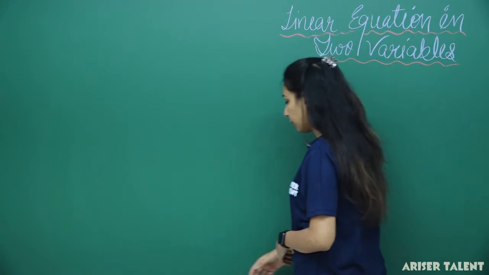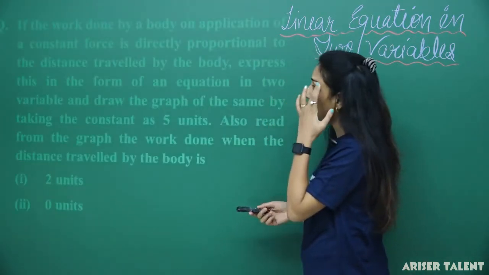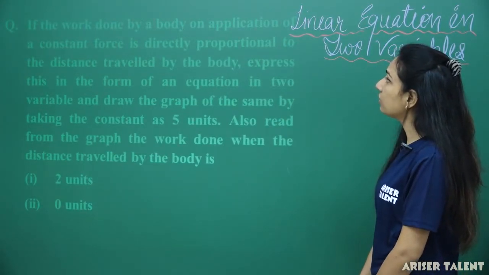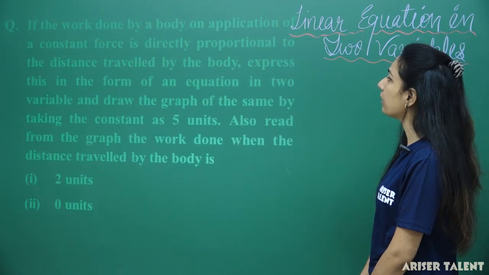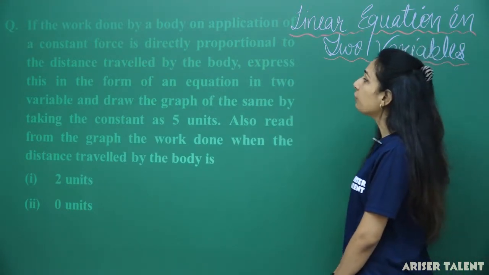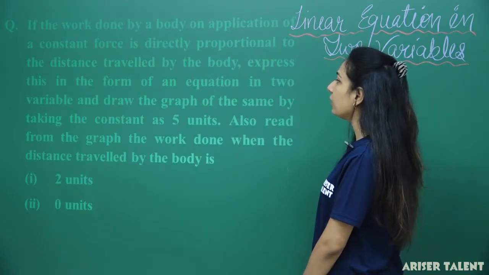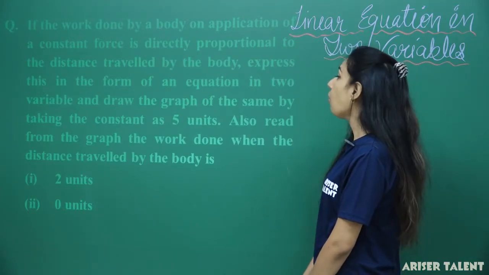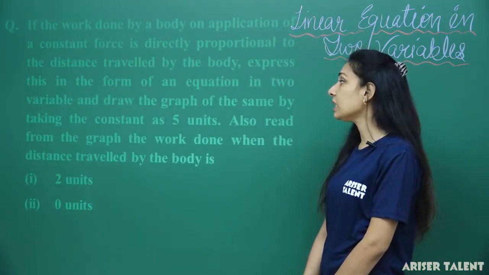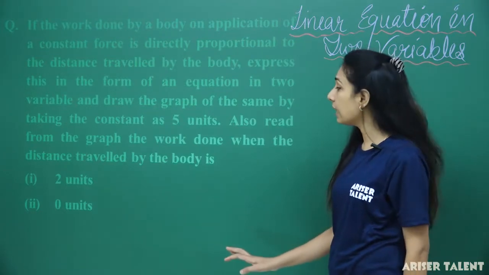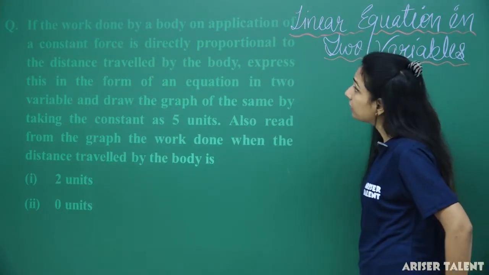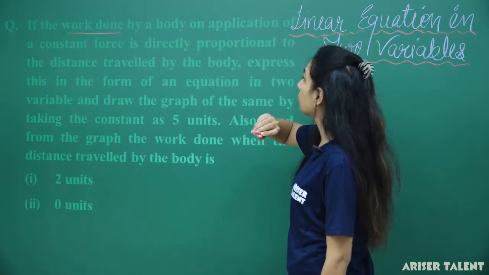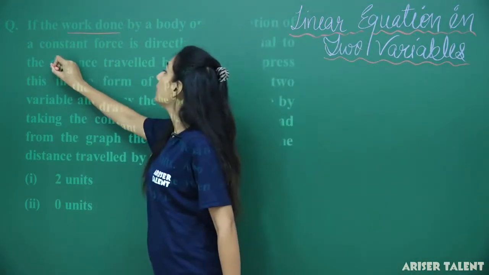Okay, now for today we'll be discussing this question I have left for you guys: if the work done by a body on application of a constant force is directly proportional to distance travelled by the body, express this in the form of an equation in two variables and draw the graph of the same by taking the constant as 5 units. Also read from the graph the work done when the distance travelled by the body is 2 units and 0 units. So, important words: work done by a body on an application of a constant force is directly proportional to distance.